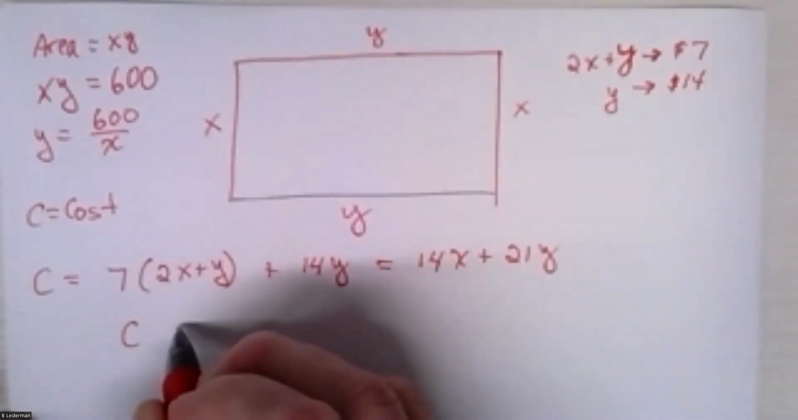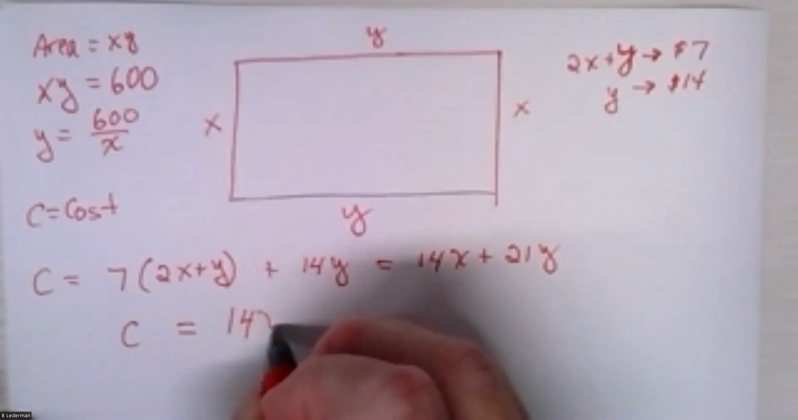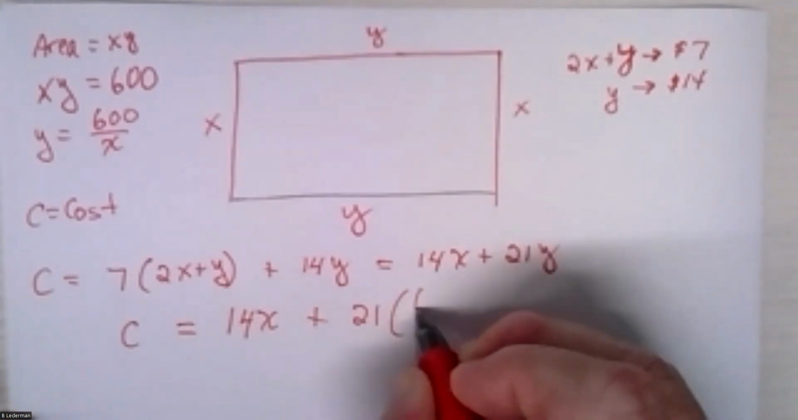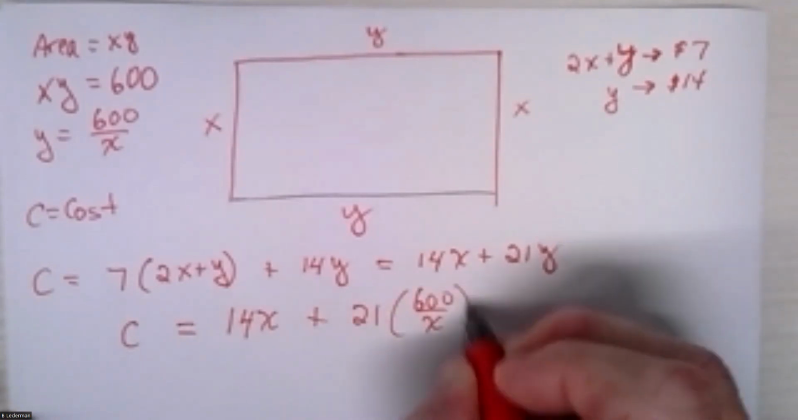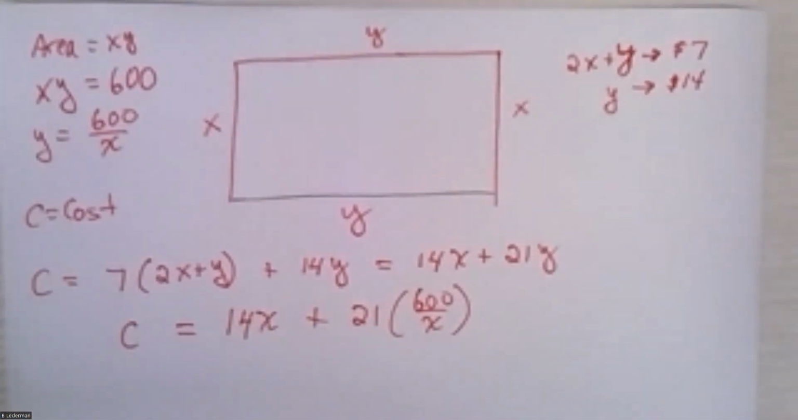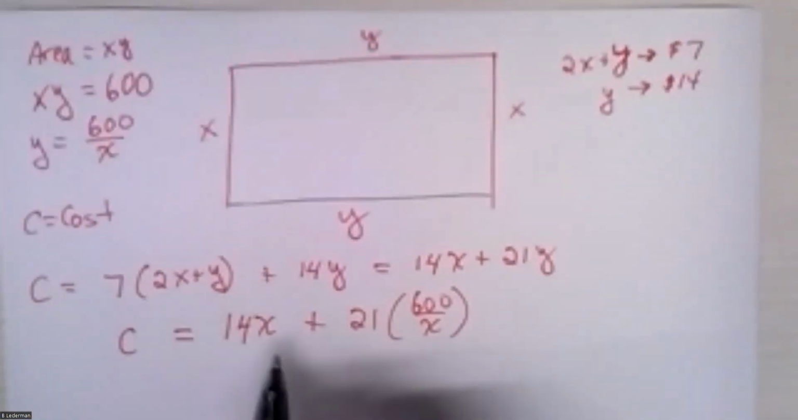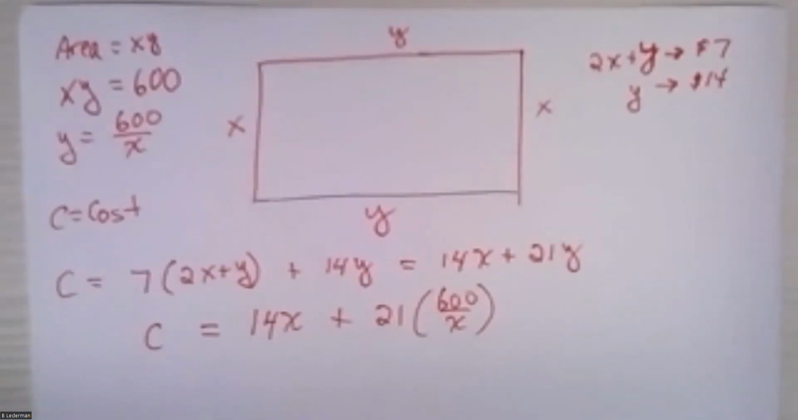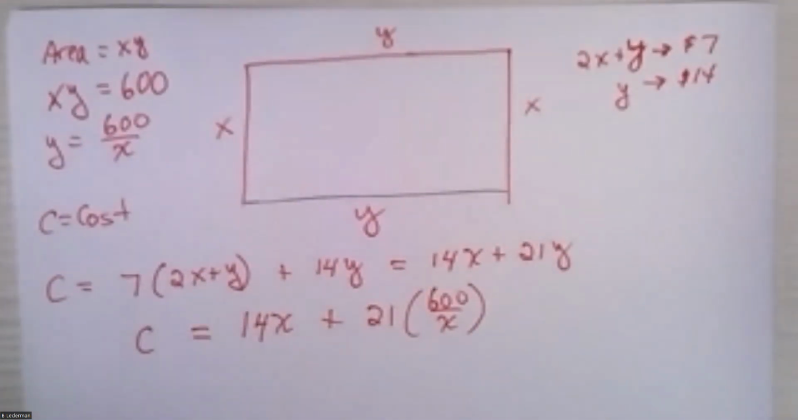So C is equal to 14x plus 21 times 600 over x. The advantage of this is that now I have a function of just one variable, and now I just want to find the minimum. We're going to find the minimum the same way we did when we were sketching curves. We look to see when the derivative is equal to 0, and do all the different tests and so forth. So let's just get the derivative.